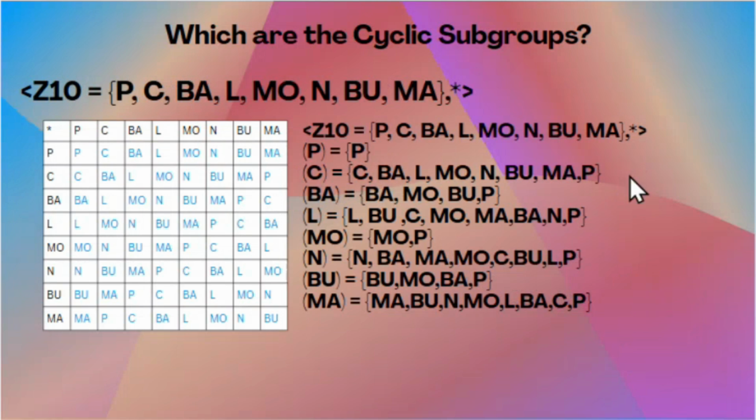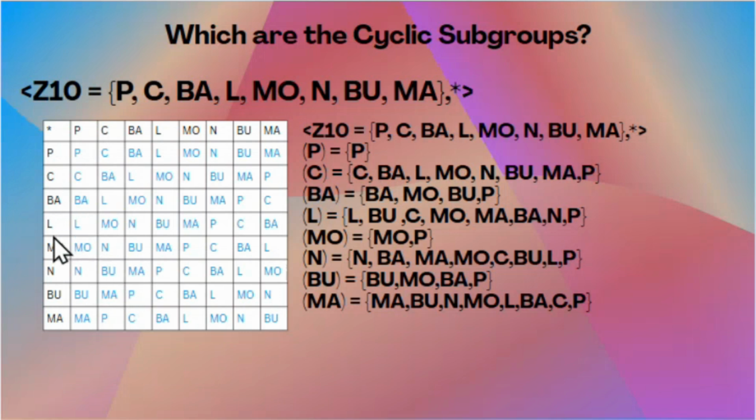And then for Z sub 10, we have P, C, BA, L, MO, BU, and MA. So P star P is P, C star C is BA, BA star C is L, L star C is MO, MO star C is N, N star C is BU, BU star C is MA, and MA star C is equal to P. Then BA star BA, MO, MO star BA, BU, and BU star BA is equal to P.